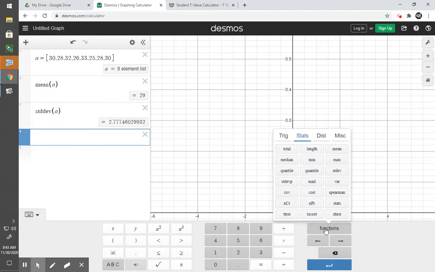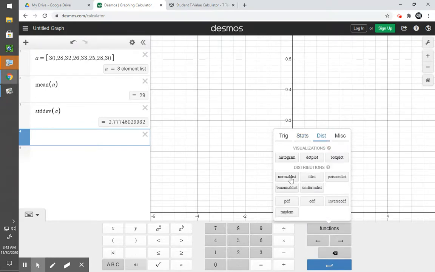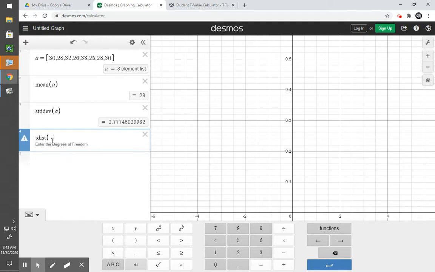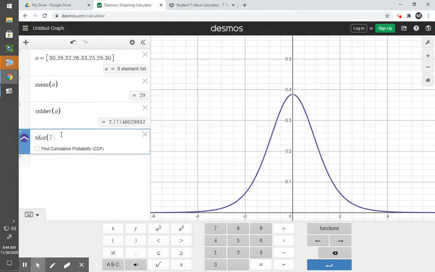Well, let's go down to the function table. Let's look at distribution, D-I-S-T. Not a normal distribution, but a t-distribution. It asks you for the degrees of freedom. There were 8 elements, so we have 7 degrees of freedom. I'm going to ask to see its cumulative probability, that's CDF, its area.